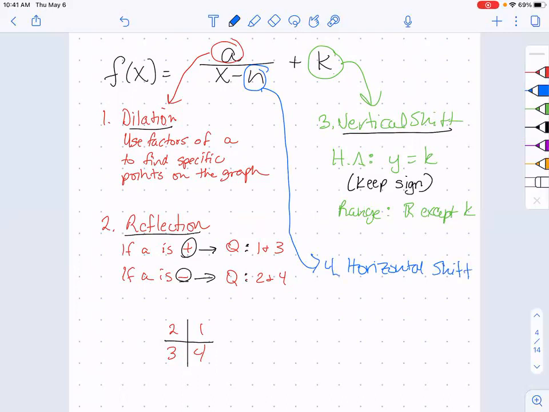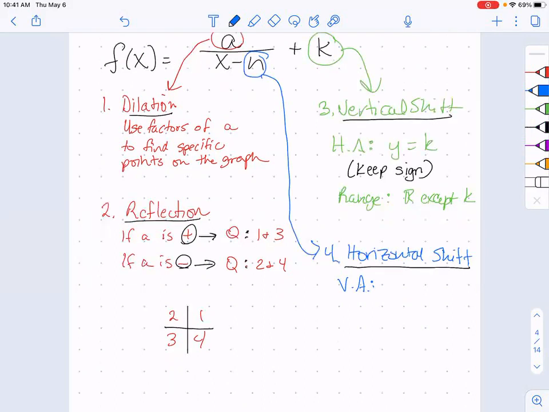And when we shift horizontally, it's not going to move the horizontal asymptote. It's going to move the vertical asymptote. That should make sense to you. When you move something across the page, a vertical line is going to get shifted across the page horizontally. When you move something up and down the page, a horizontal line is going to get moved up and down. And so the vertical asymptote will be x equals whatever that h number is, remembering that that's going to change sign. That's what the negative indicates in the formula. x minus h is saying that the number we use is going to be the opposite of the h.